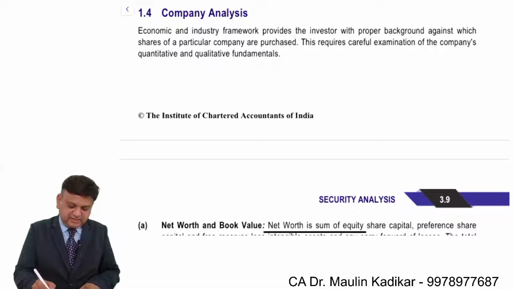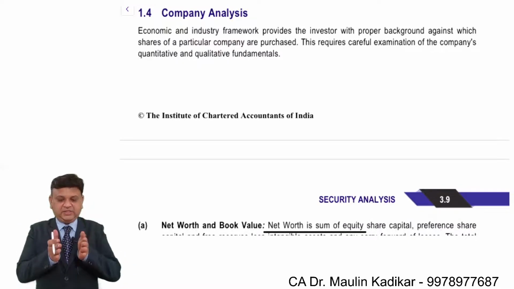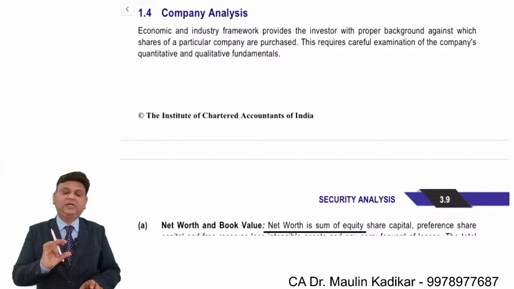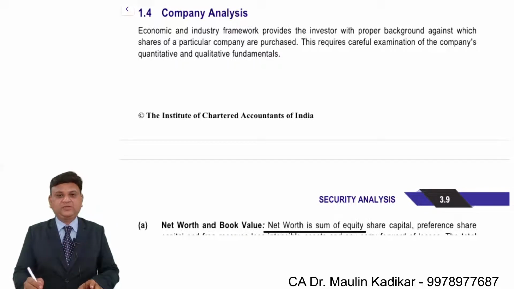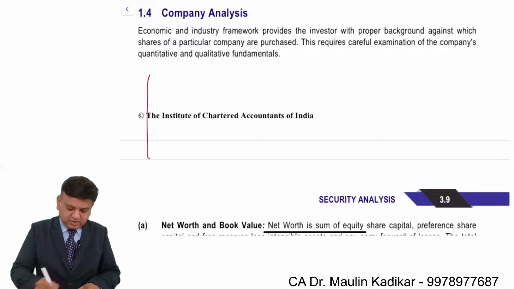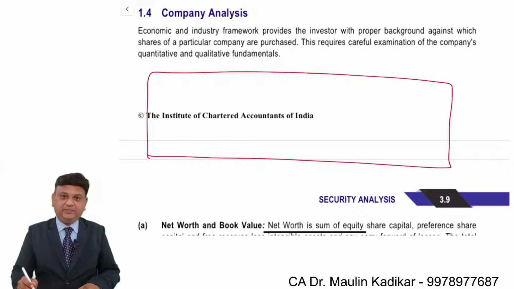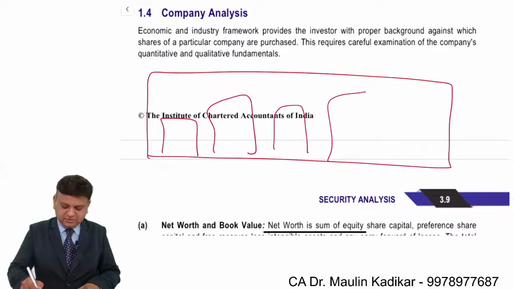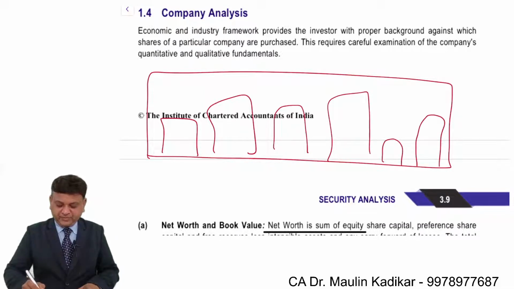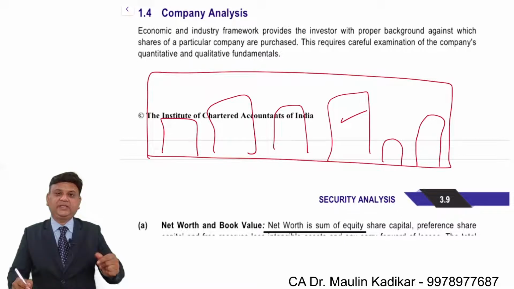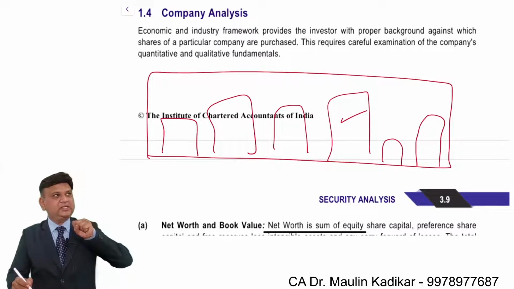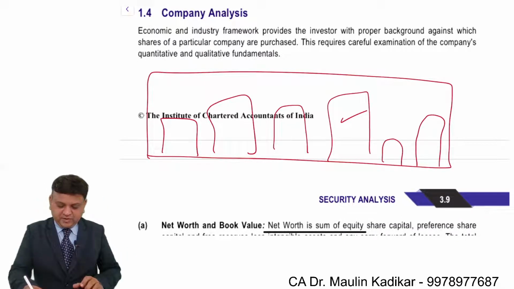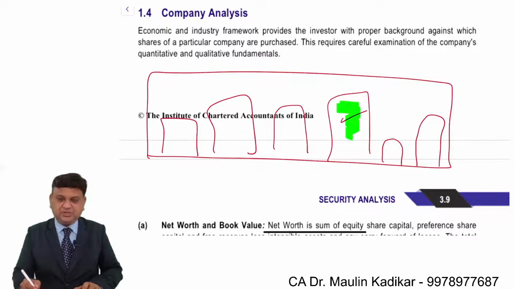So after understanding the economy and industry, now we are talking about the particular company. We understand that the economy may be growing at the rate of 10 percent, but all industries are not growing at the rate of 10 percent. The different industries are growing at different rates. The industry which is likely to grow at the highest rate, as we have forecasted, is the one we are going to make investment in.